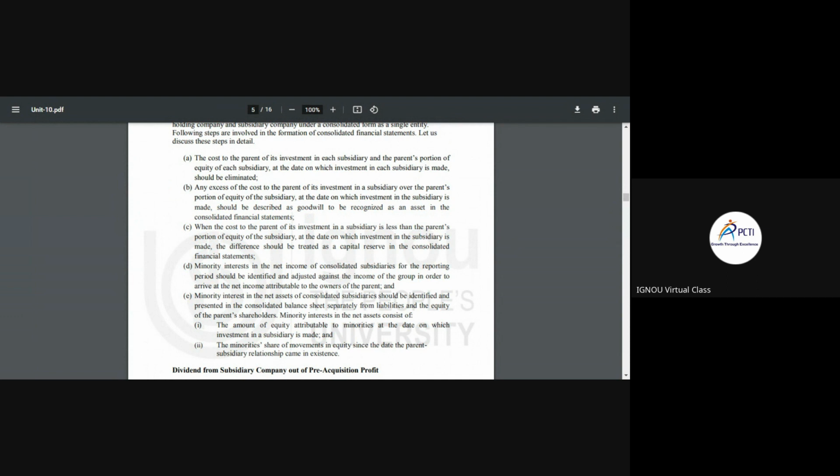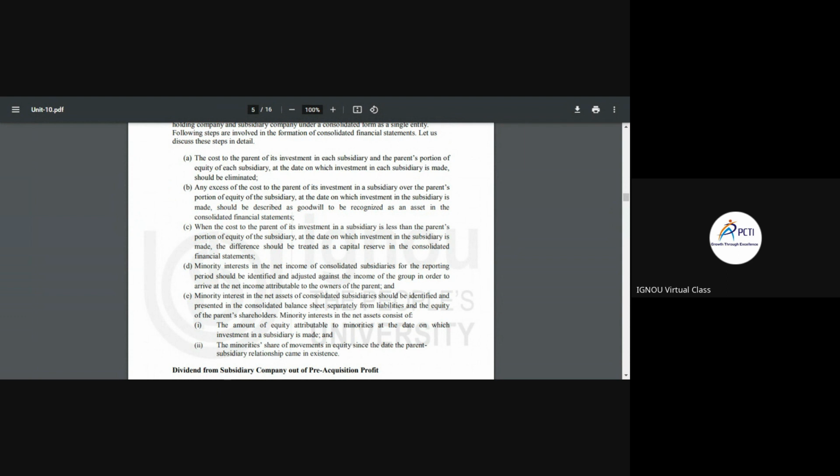Any excess of the cost to the parent of its investment in a subsidiary over the parent's portion of equity of the subsidiary at the date on which the investment in the subsidiary is made should be described as goodwill, and goodwill is shown as an asset in the consolidated financial statement.